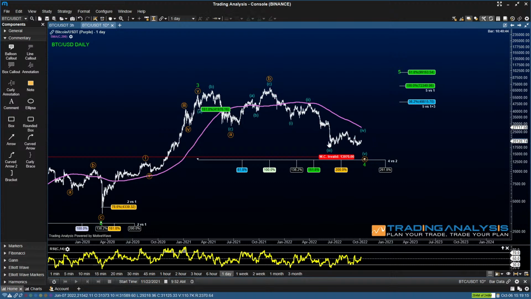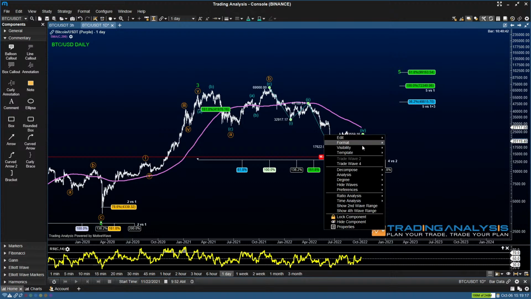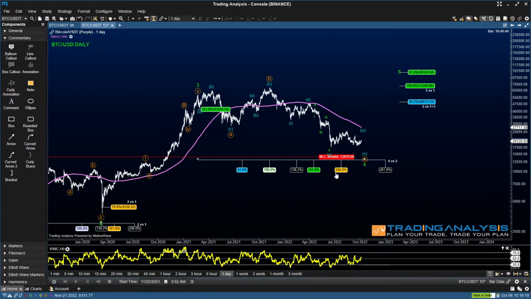Wave 3 was relatively sharp. As you can see, if we subdivide this on a smaller time frame, we will see the wave 1, 2, and 3. Wave 3 was not the shortest wave. So in the Elliott Wave sequence, another rule is that wave 3 cannot be the shortest wave. And here definitely it's not, because wave 1 was shorter than wave 3 and wave 5 was the longest one.